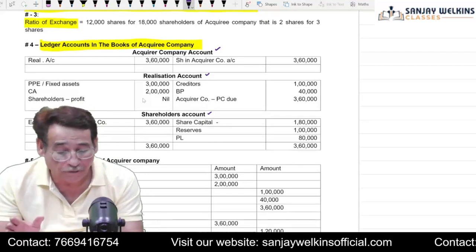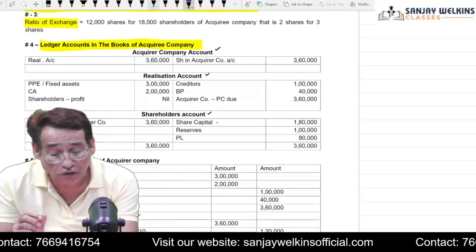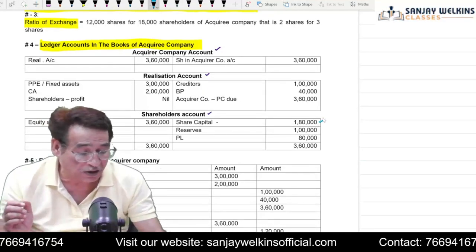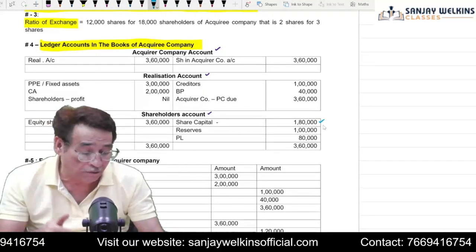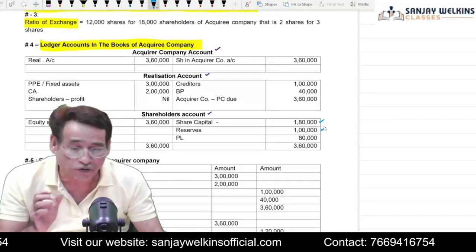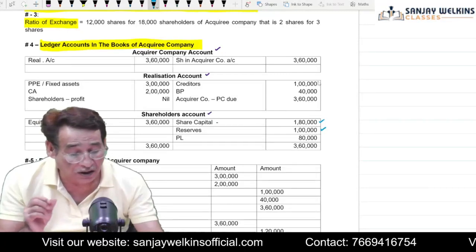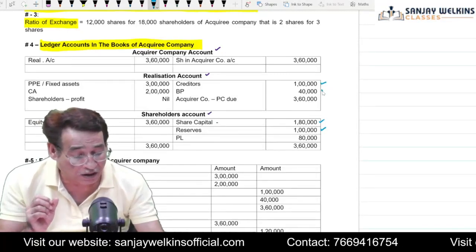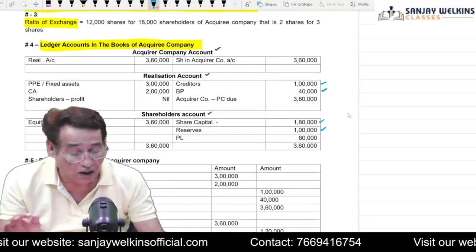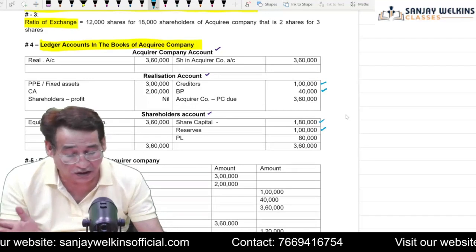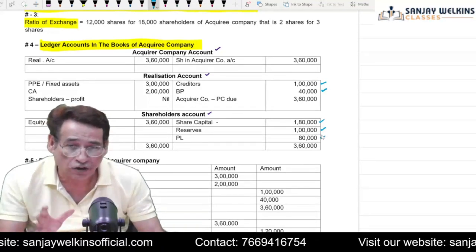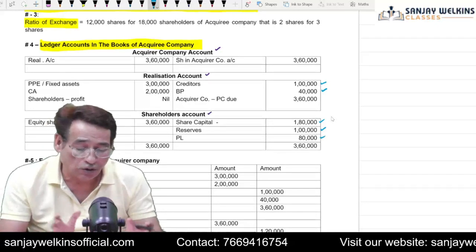But first of all, when we prepare this account, I am going to close my liability side. On the liability side, there is share capital of the vendor company. I will write it towards the credit side of shareholders account. Obviously, the reserves will also find place here. Then there were 2 liabilities of vendor company, creditors and bills payable, which will be posted to the credit side of realization account. And on the liability side, there is nothing more. There was P&L also, and P&L will be posted to the credit side of shareholders account. This is how you are going to close your liability side.